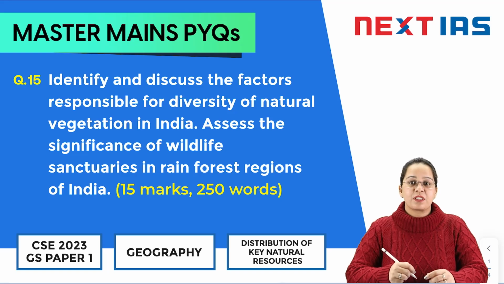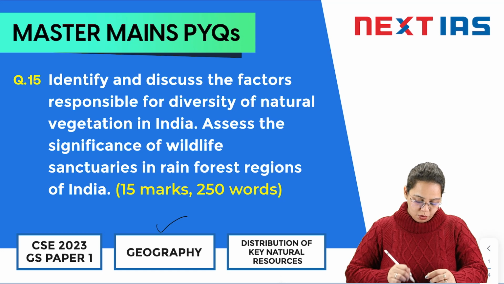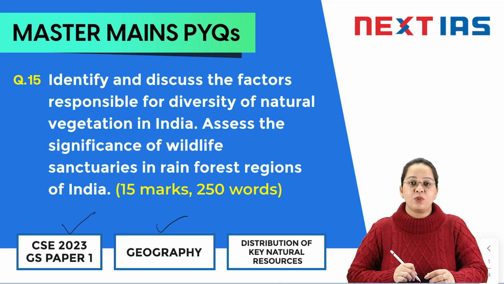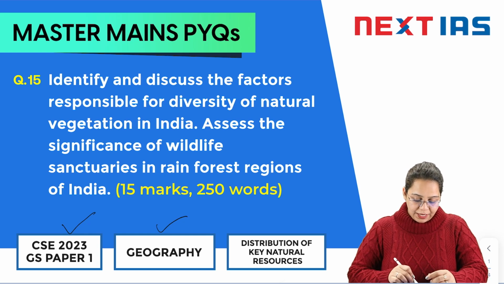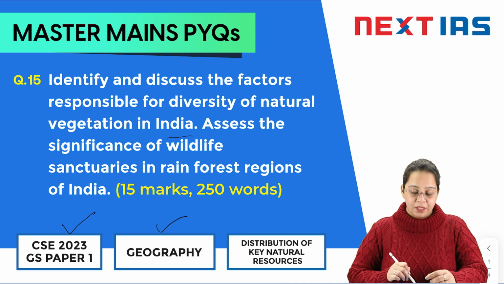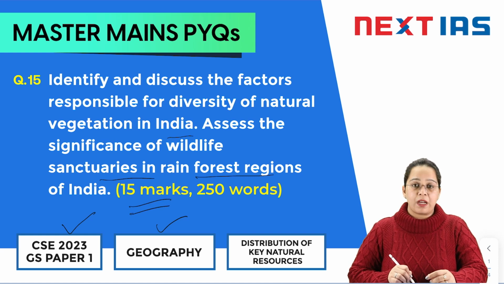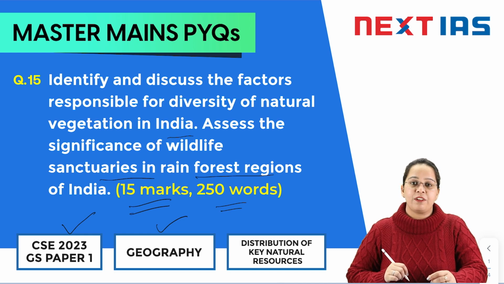Today we are going to discuss a question from the geography portion of GS Paper 1 of the CSE 2023 Mains examination. The question is: identify and discuss the factors responsible for diversity of natural vegetation in India. Assess the significance of wildlife sanctuaries in rainforest regions of India. It was asked as a 15 marker and you need to write it in 250 words. I hope you have already written the question and submitted it for free evaluation.